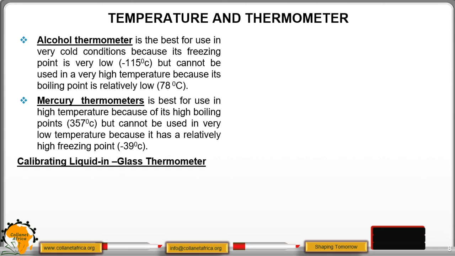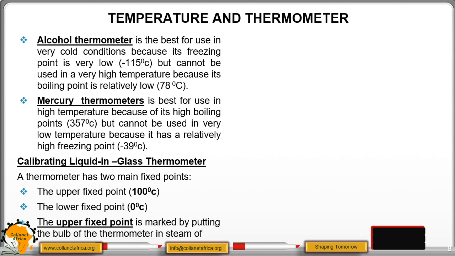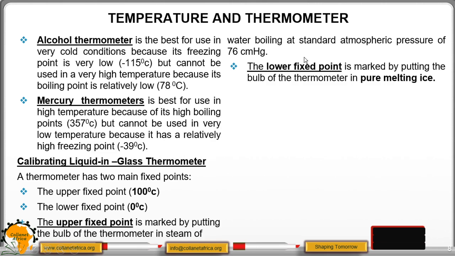From there, we move to calibrating a liquid in glass thermometer. We need to note the following. One, a thermometer has two fixed points. We have the upper fixed point that is at 100 degrees Celsius and the lower fixed point that is at 0 degrees Celsius. Now, the upper fixed point is marked when you put the bulb of the thermometer in a stream of boiling water, and you should ensure that you are at standard atmospheric pressure. Then the lower fixed point is marked by putting the bulb of the thermometer in pure melting ice.